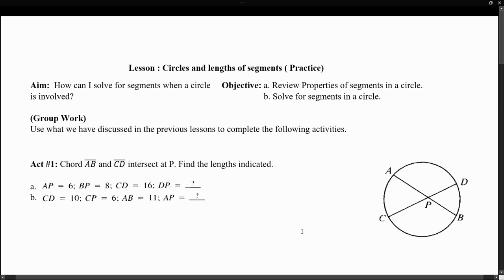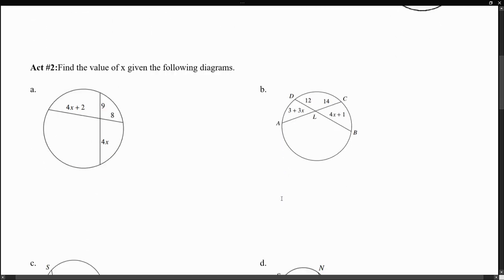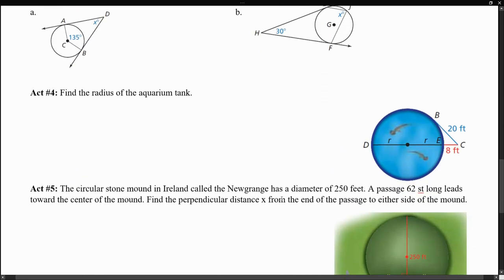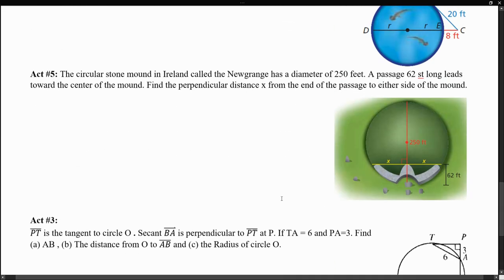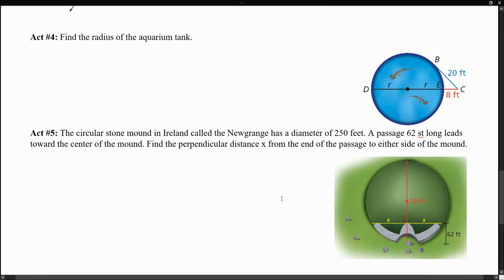In this video, we will talk about some hints for some problems regarding the circles and lengths of segment practice assignment. The problems that I want to at least discuss or give you better guidance on are the last three word problems. We'll start with activity number 4. The problem states, find the radius of the aquarium tank.